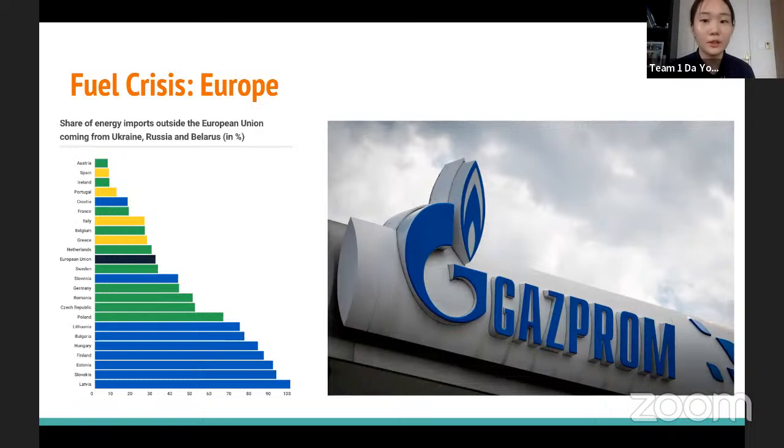Countries in Central and Eastern Europe are heavily reliant on fossil fuels due to their lack of sustainable energy sources. Latvia has been 100% reliant on Russian fuel before the war, and the fuel crisis is impacting such countries the most. Italy and Germany are also struggling with fuel crisis, having been largely dependent on Russian fuel.